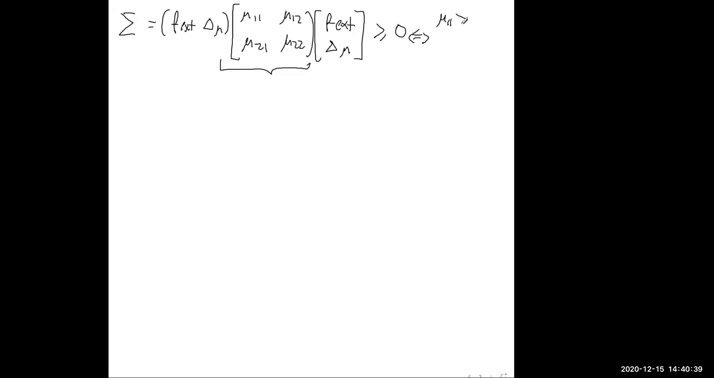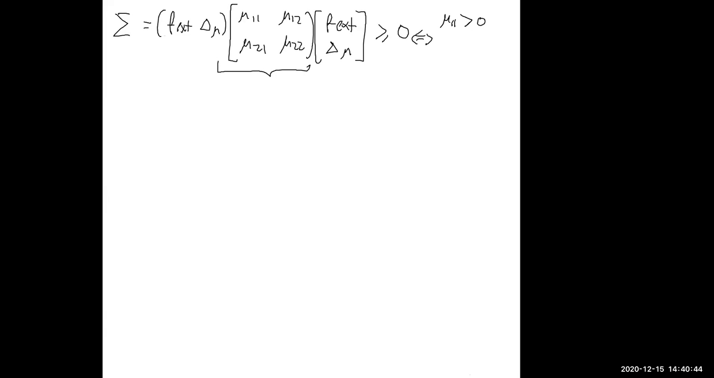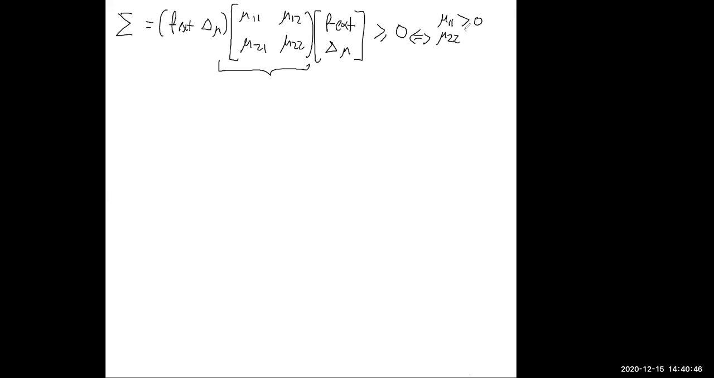And what you find is that this happens if and only if mu11 is positive, which is fine, this is a mobility; also mu22 is positive; and also the determinant of this matrix that I call lambda is positive. These are constraints given by the second law. You cannot pick any numbers here. These numbers have to be taken in agreement with the second law.